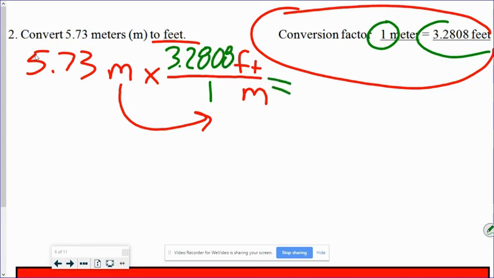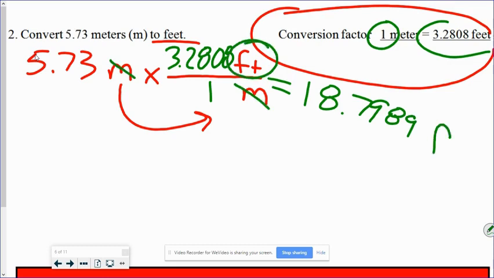Pause the video, crunch that on your calculator, make sure you're using your calculator correctly. When you get this on your calculator, you should get something very similar to this. Again, when we apply sig fig rules later on, we'll talk about where to round that off. The meters label cancels out with the meters label. We're left with our label of feet.